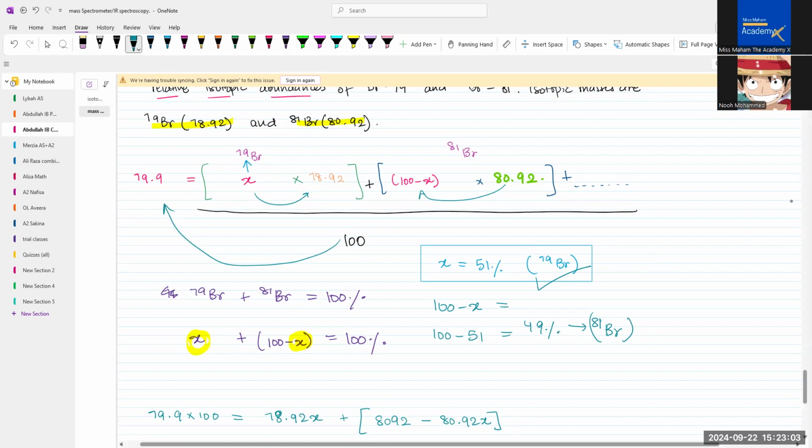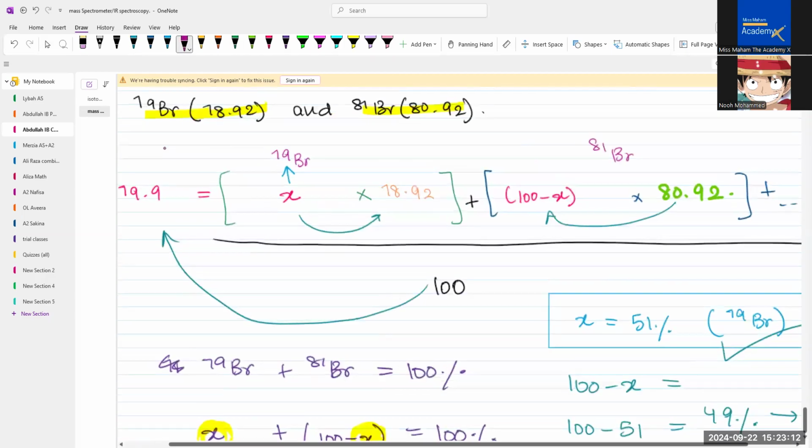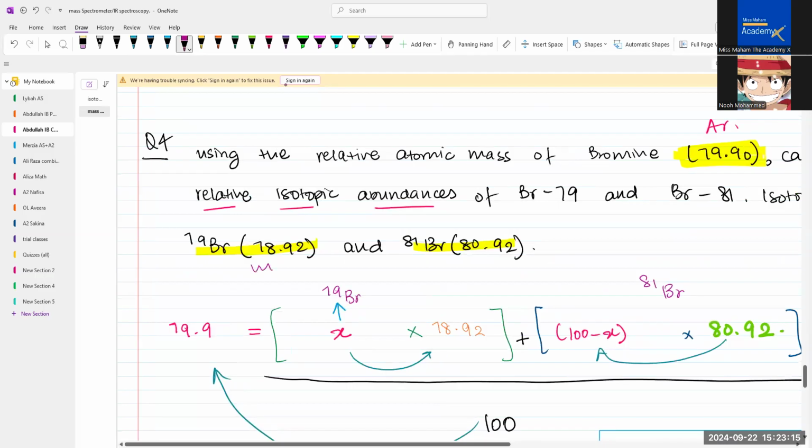Yes. But Miss, I have one question. Yep. How do you know for which bromine you put X and which one do you put 100 minus X? Look, they've given you percentage abundances. They've given you isotopic masses for both of these, right? So I just said, okay, this bracket, I'll take it to be Br 79. So I inputted Br 79's isotopic mass here, 78.92, right? So if this is Br 79, I put an X here. It doesn't matter if I put an X here or a 100 minus X here.